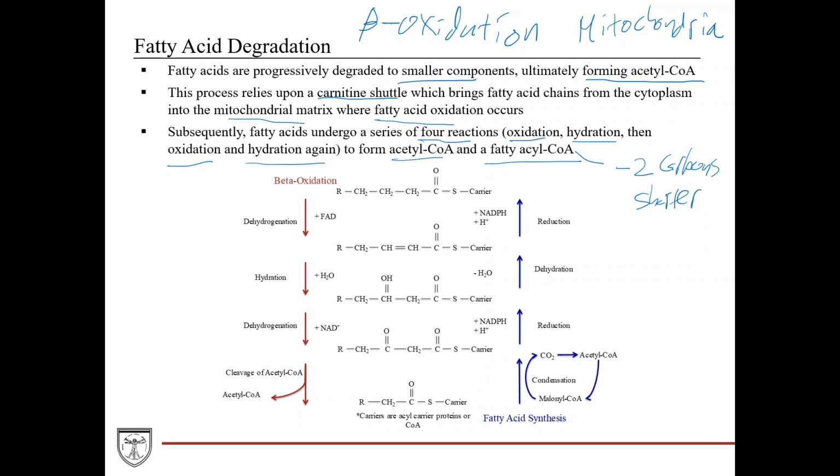So minus 2 carbons. And then what happens is this fatty acyl-CoA goes through this process again. If you'll see, we have fatty acid synthesis on this side, and then beta oxidation here. So you want to focus on this side here. Beta oxidation is sort of the opposite of fatty acid synthesis, where we had a series of reduction and dehydration reactions. On this side, we have a series of oxidation and hydration reactions.